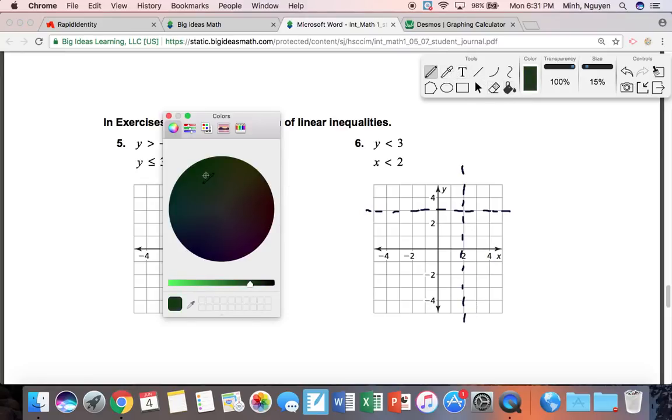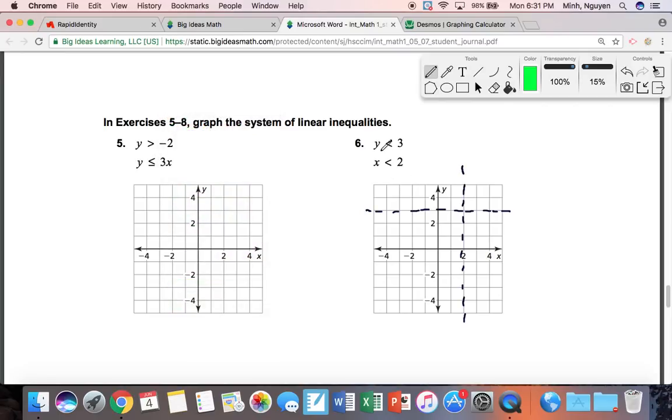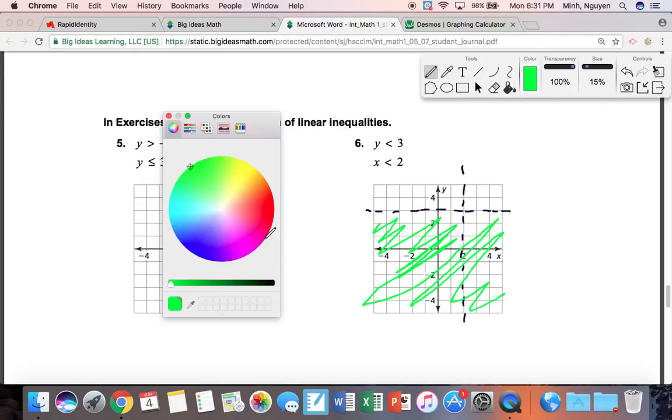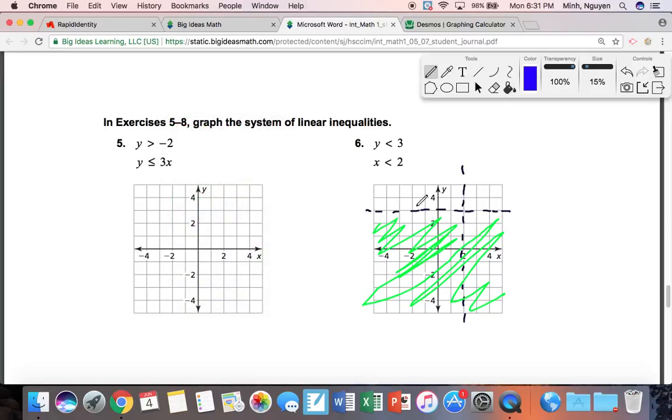Now for shading, let's see here. y is less than 3. And then x is less than 2. So the overlap is the bottom left quadrant of this graph.